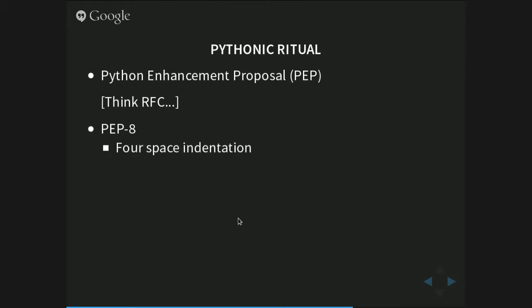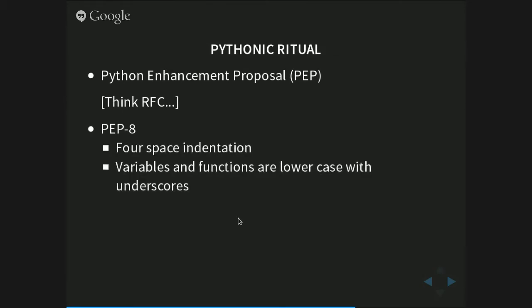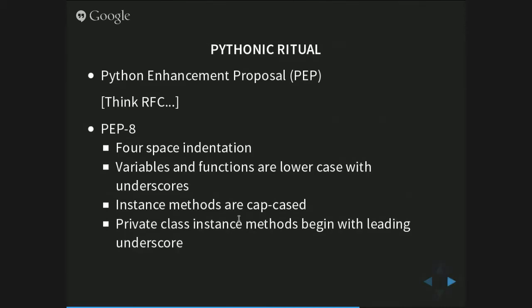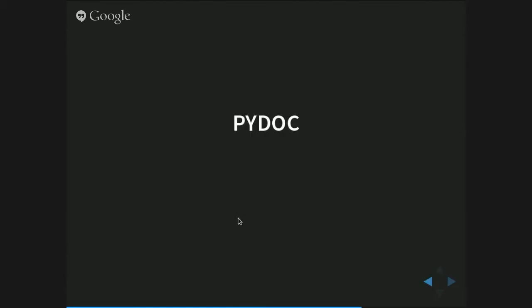Things like four-space indentation. Variables and functions are lowercase with underscores. Instance methods are cap-cased, you know, every word is capitalized. And private class instance methods begin with a leading underscore. Basic stuff. There's a lot more in there, but again, it's an RFC, so there's a lot in there for you to consume and look at. If you're learning the language, right, this is the building blocks.